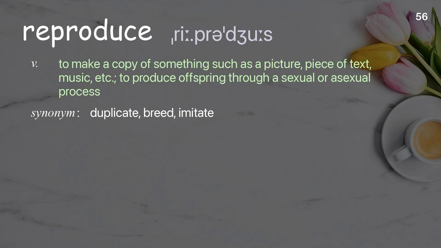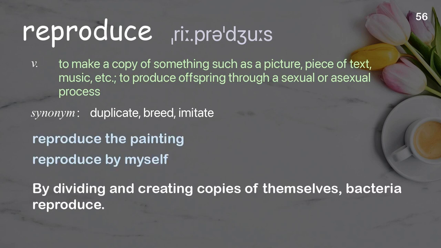Reproduce. To make a copy of something such as a picture, piece of text, music, etc. To produce offspring through a sexual or asexual process. Examples: reproduce the painting, reproduce by myself. By dividing and creating copies of themselves, bacteria reproduce.